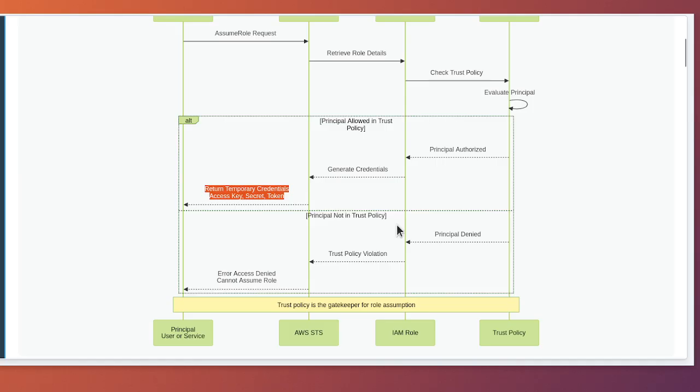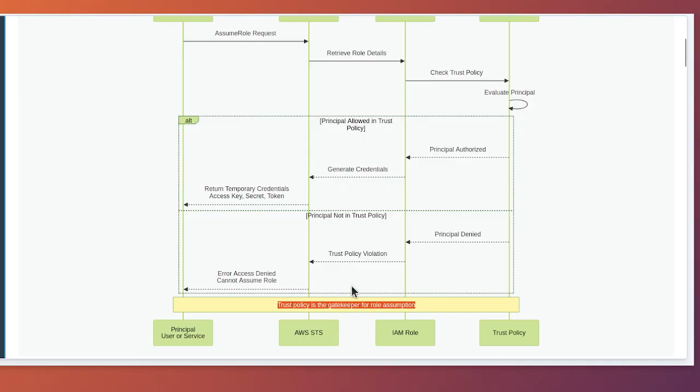In the failure path labeled principal not in trust policy, the trust policy sends a different response to IAM role labeled principal denied. IAM role then sends a message to STS labeled trust policy violation, indicating the assumption was not authorized. STS responds to principal with an error message labeled error access denied cannot assume role. The role assumption fails completely, and no credentials are issued. The note at the bottom emphasizes that the trust policy is the gatekeeper for role assumption, the first barrier that must be passed.